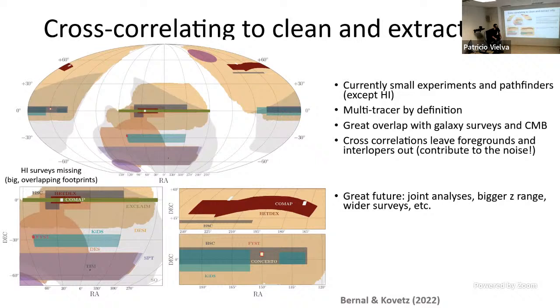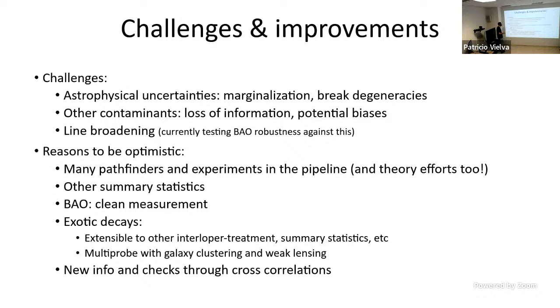But basically, thanks to line intensity mapping, we have a new way to access all this information cross-correlated with galaxies and the shear, and also with the CMB secondaries. So even if we have some challenges, we also have some reasons to be optimistic. The biggest challenge is basically the astrophysical uncertainties in the signal for cosmology. We need to marginalize over that signal, and we need to do it in a way that is robust. We need to take into account many things.